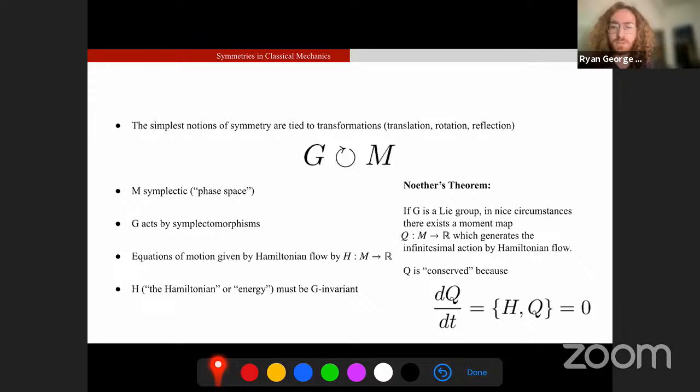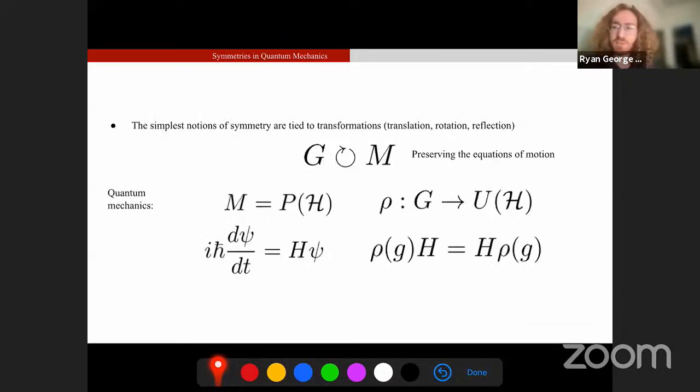Okay, but you don't always have this. You don't always have a moment map. But actually in quantum mechanics, you do. So in quantum mechanics, things are a little bit different. The M is going to be this projective Hilbert space, so non-zero states in some Hilbert space, and our equation of motion is going to be the Schrodinger equation. So now the Hamiltonian is some operator on this Hilbert space, and if we want to specify a group action on M, what we have to do is choose a unitary representation of our group on the Hilbert space. So I'll take G. If G is compact, it's automatically unitary. Anyway, this is how a group can act on a Hilbert space.